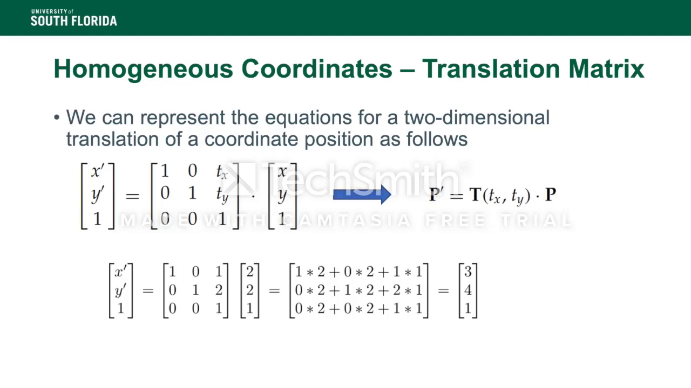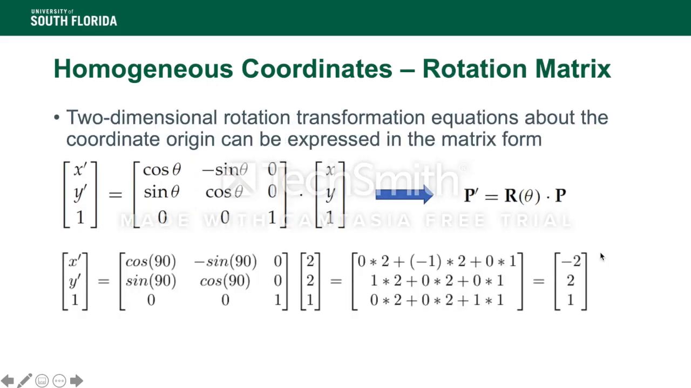So here is the translation matrix using homogeneous coordinates. We can represent the equation for a two-dimensional translation of a coordinate position, as we can see here. Basically, the third column will have the translation shift in x and in y. And at the bottom, we have an example for this. We suggest you pause the video and pay attention to the multiplication of the numbers.